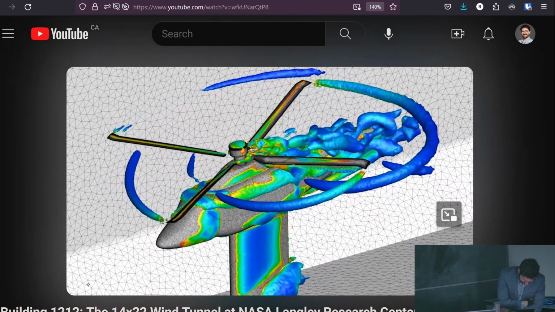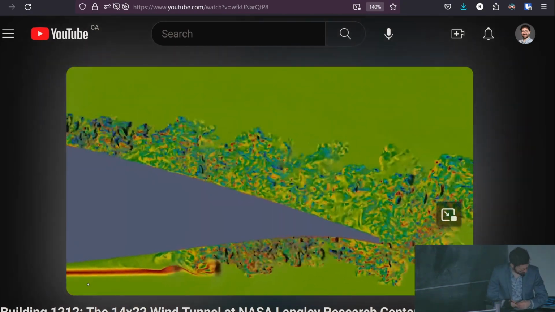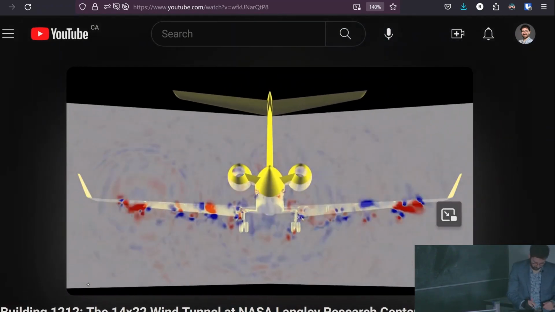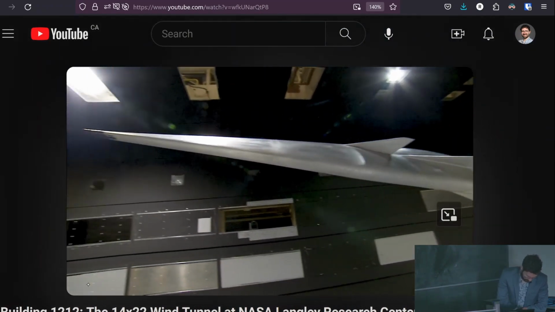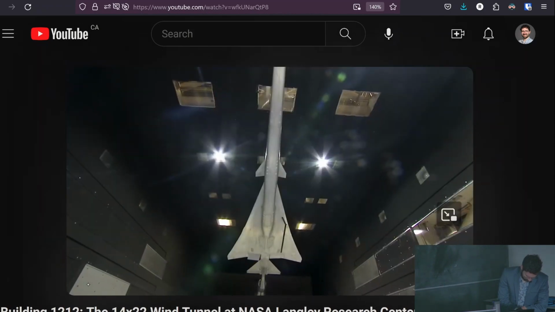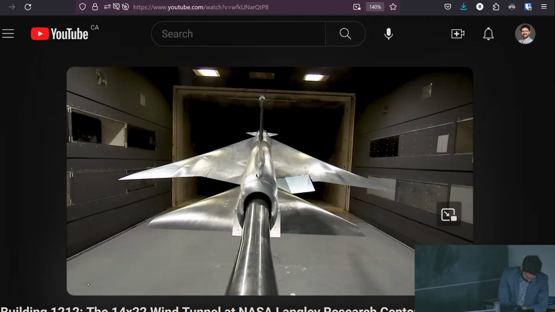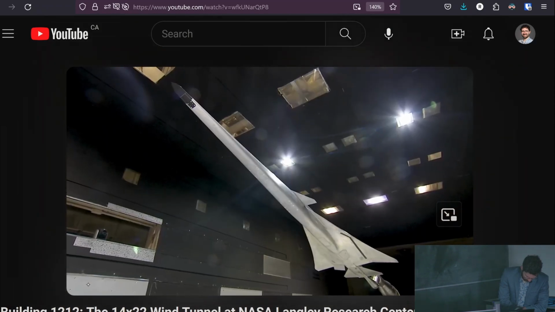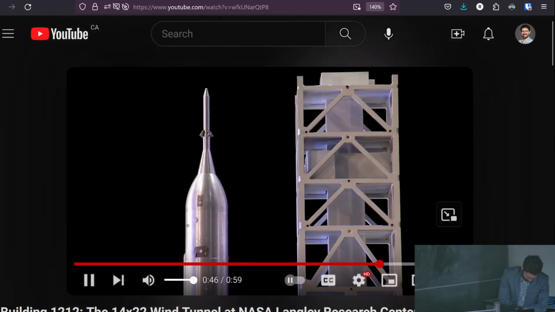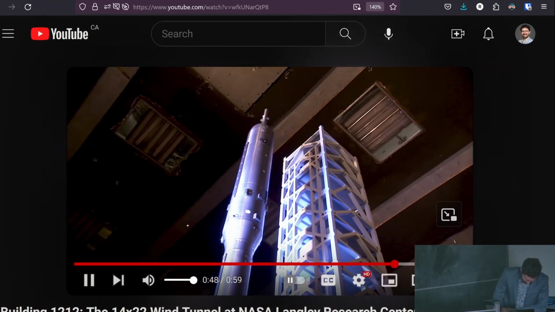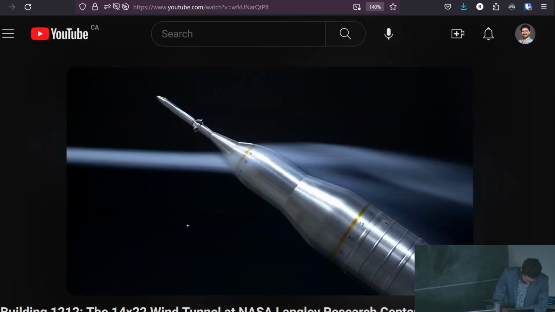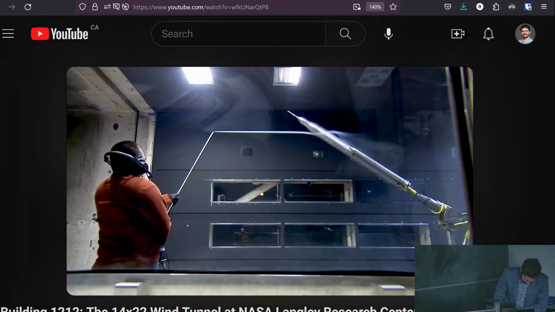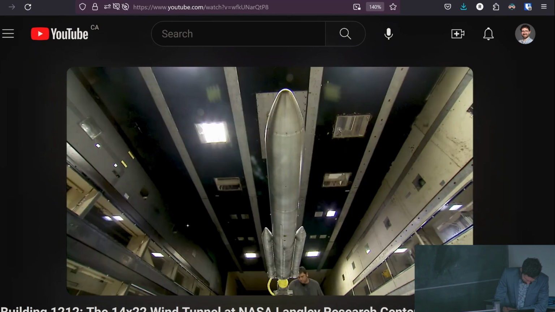Data collected in the 14 by 22 is used in conjunction with computer simulated models to provide a complete picture of the airflow. The 14 by 22 was instrumental in the testing of the low boom flight demonstrator that is intended to achieve a softer sonic thump and in turn commercialize supersonic flight over land. Spacecraft are often tested here as well. NASA Langley's subsonic wind tunnel seeks to understand the behavior of air particles at low speeds in order to develop new aircraft and spacecraft.